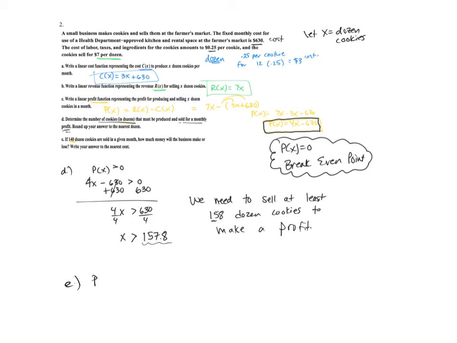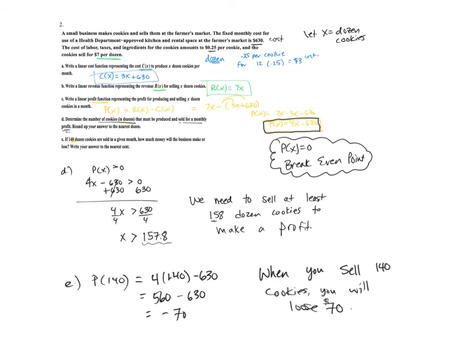So we're going to take our profit and evaluate it when x is 140. So we take p of 140. We take that profit function for x, we're replacing x with 140, and then just calculating out that output. 4 times 140 is 560, minus 630 would give us a negative 70. So when you sell 140 dozen cookies, we'll lose $70.